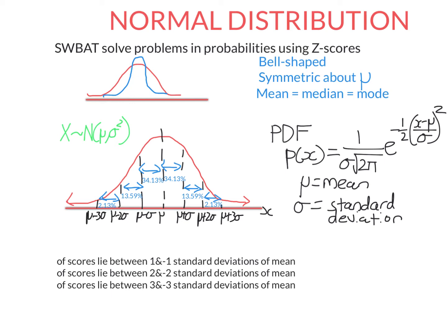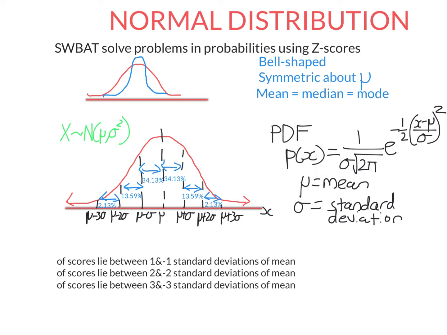Thank you so much for tuning into this video in which we will look at the normal distribution. In particular, we'll look at solving probability problems using z-scores. The normal distribution is easily the most important probability distribution in statistics. Firstly, because a lot of real-world phenomena either follow a normal distribution or are closely approximated by one.